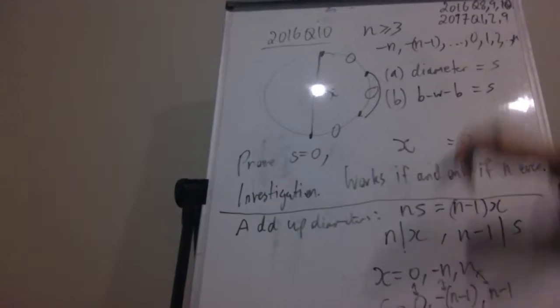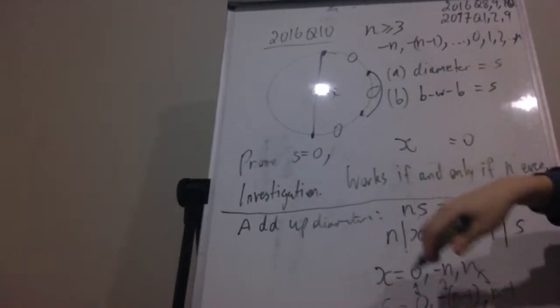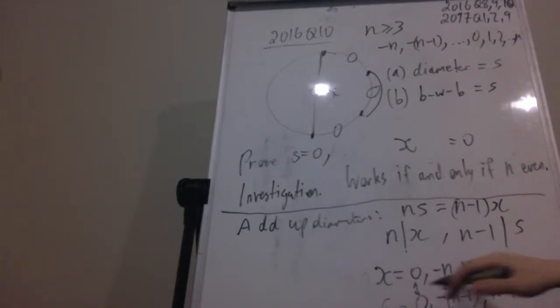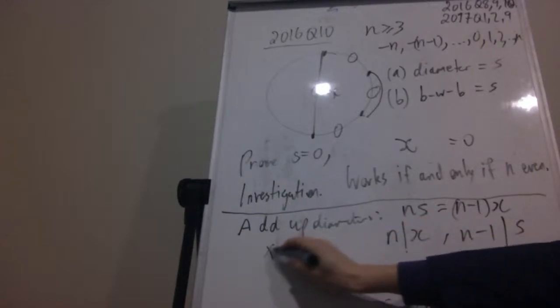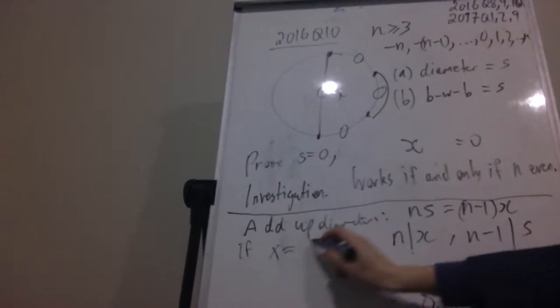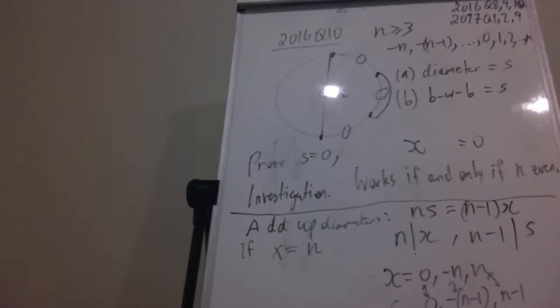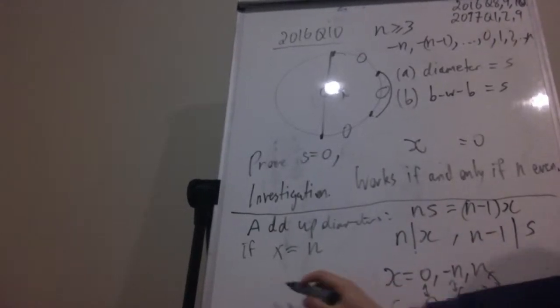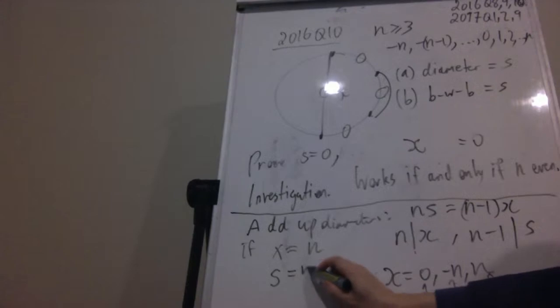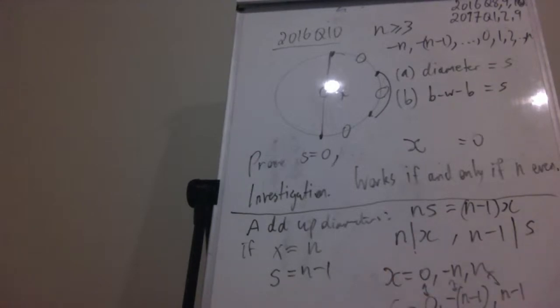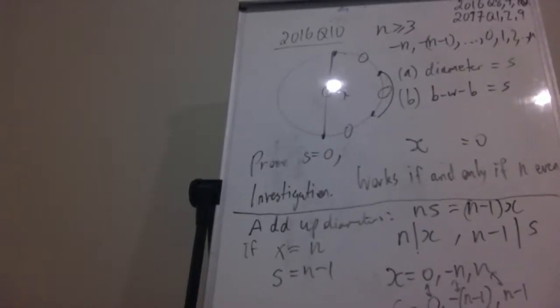Let's pretend x is not 0, right? And I'm sure the argument should work the same for minus n and n. So assume x is n, so n is in the middle. That's n, the biggest number. So not only is n in the middle, it has to add up to n minus 1. It's not obvious, but this has to be a contradiction. If x is n, then s is n minus 1.